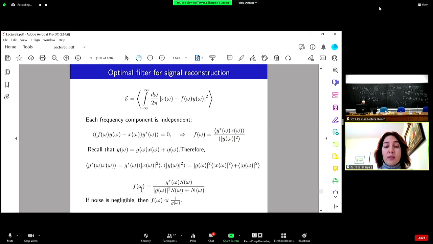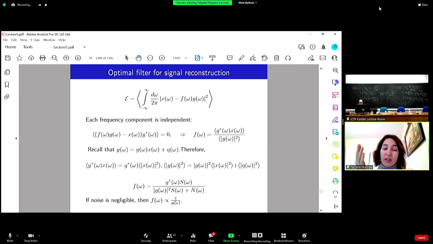And so the optimal filter is given by the ratio of this signal, which is G star times S, over the output power, which is G squared times S plus noise. So that's a similar decorrelation solution. And when noise is small, the optimal way to filter the outputs in order to get the inputs is to do the decorrelation. So it should be 1 over the gain that was applied to the signal. So one more time.